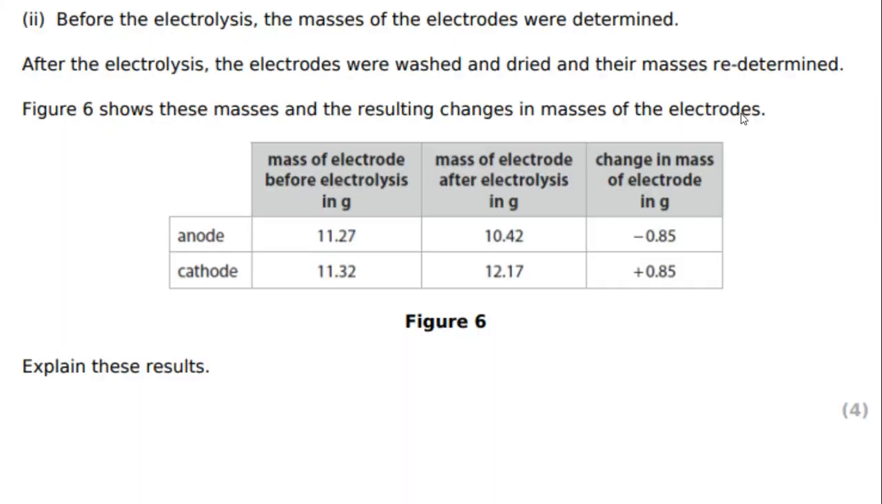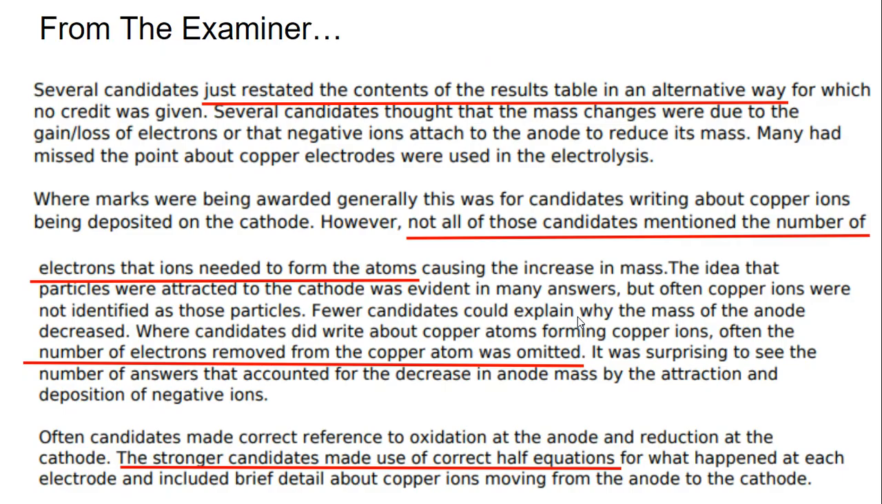So if I go back to the results table, they'll have just said, anode starts at this mass, finishes at that mass, and this is the change. The cathode starts at this mass, finishes at that mass, and that's the change. You get 0 marks for that. All you've done is restated the question, and you don't get marks for restating the question.